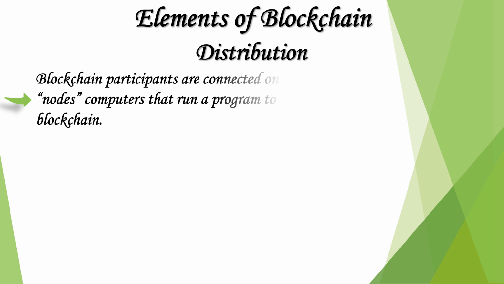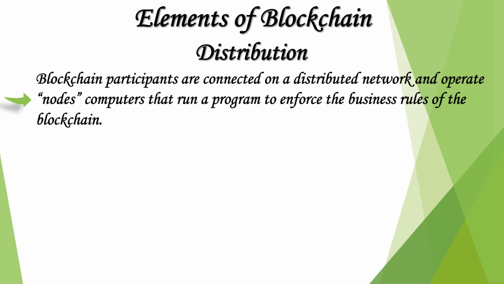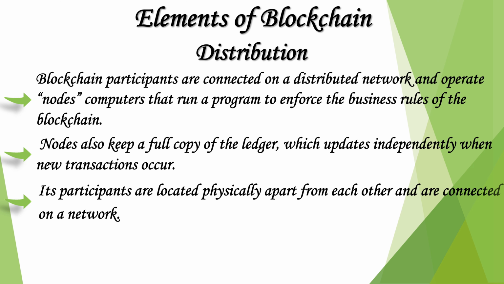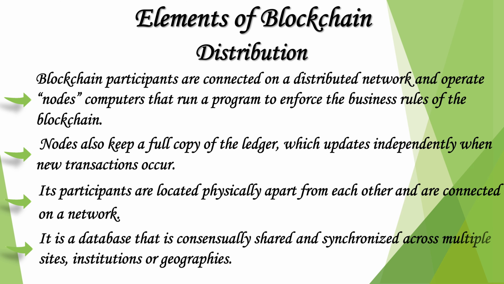Distribution. Blockchain participants are connected on a distributed network and operate nodes, computers that run a program to enforce the business rules of the blockchain. Nodes also keep a full copy of the ledger, which updates independently when new transactions occur. Its participants are located physically apart from each other and are connected on a network. It is a database that is consensually shared and synchronized across multiple sites, institutions or geographies.